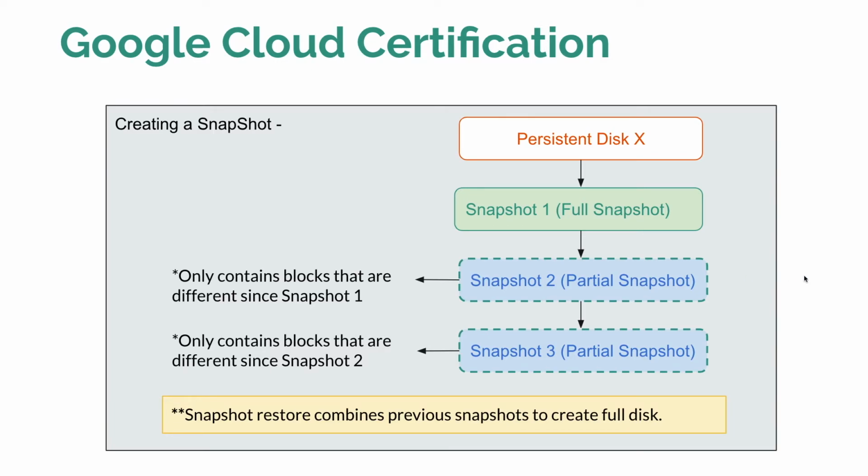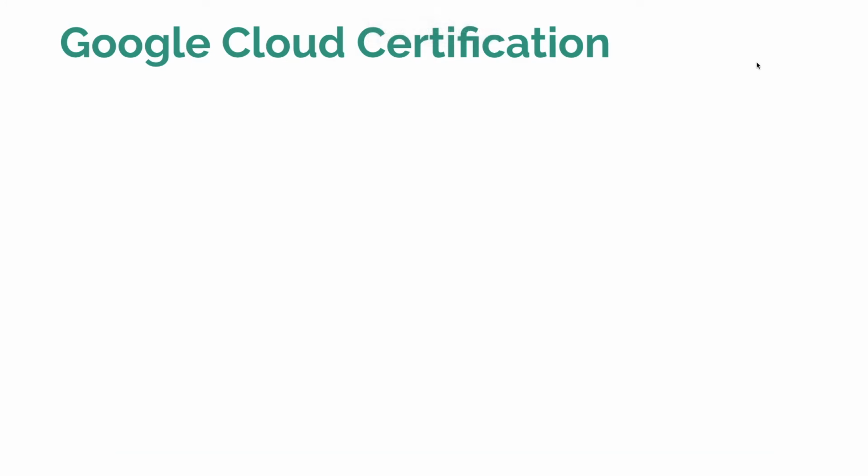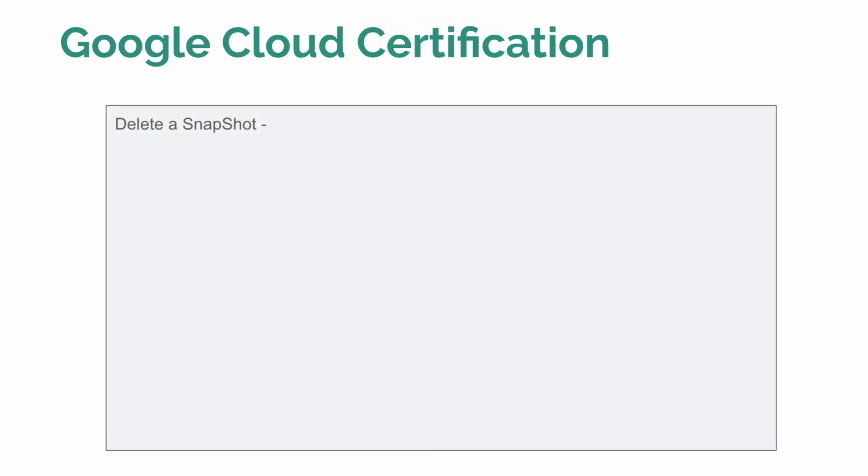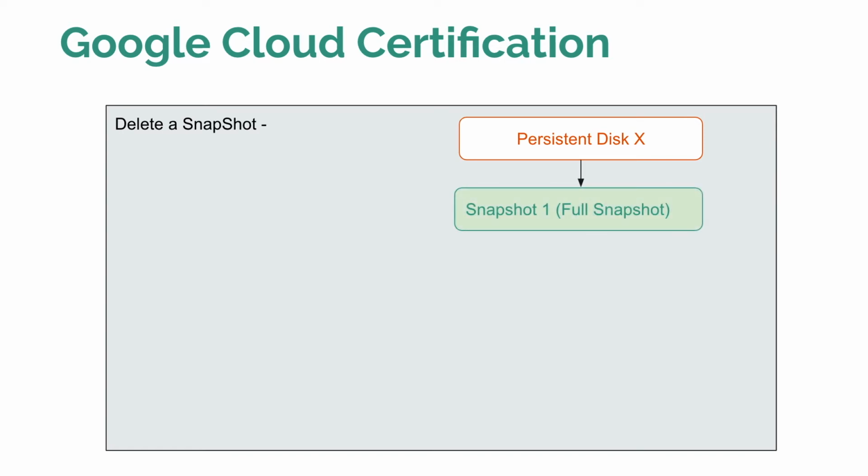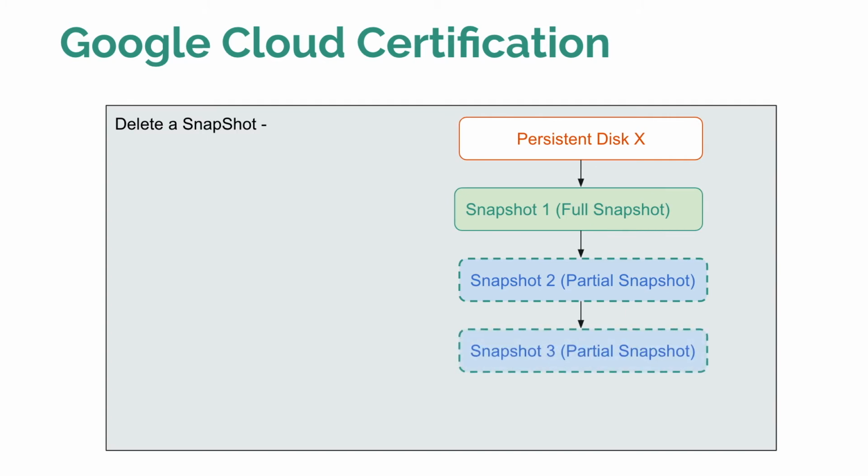So here you may ask a question: what happens if any of the snapshots is corrupted or deleted? Let's understand this. Here is the delete snapshot mechanism. Again, you are taking the snapshot of disk X. It will take the full snapshot, then a partial snapshot, then another partial snapshot. Suppose you delete snapshot 2, right? Then how will the data which was part of snapshot 2 be restored?